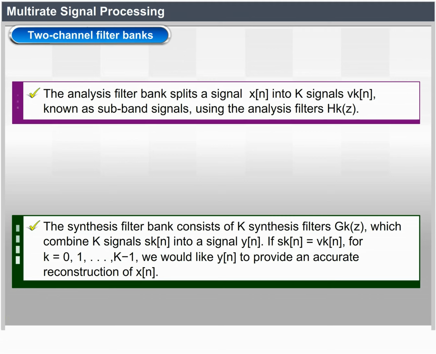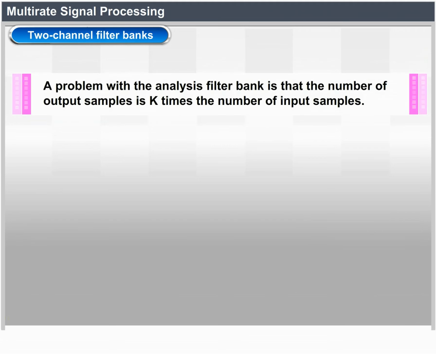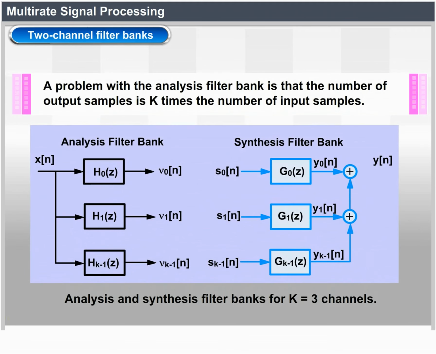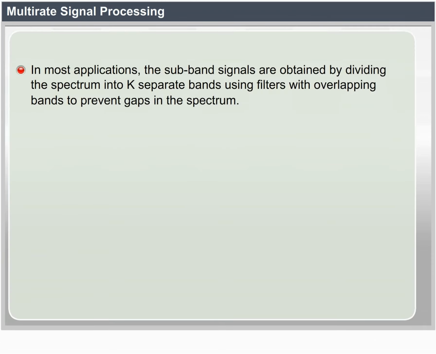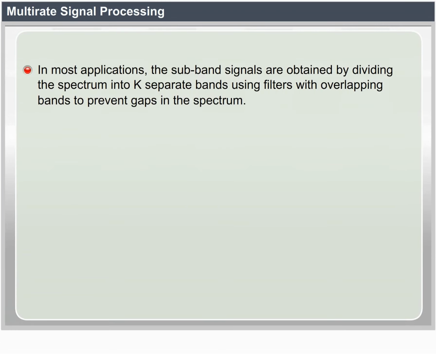A problem with the analysis filter bank is that the number of output samples is K times the number of input samples. Analysis and synthesis filter banks for K equal to 3 channels. In most applications, the subband signals are obtained by dividing the spectrum into K separate bands using filters with overlapping bands to prevent gaps in the spectrum.